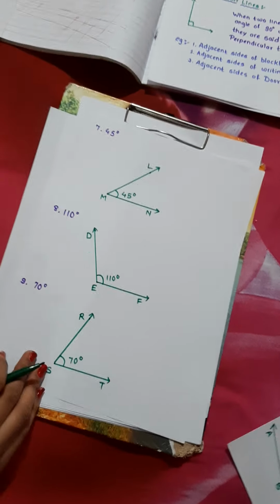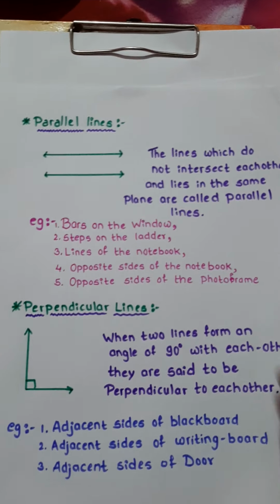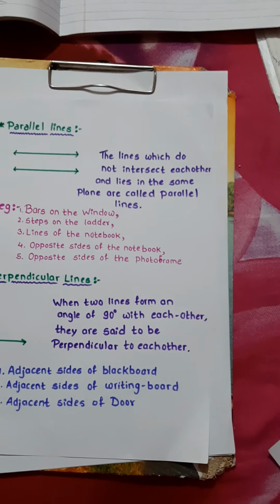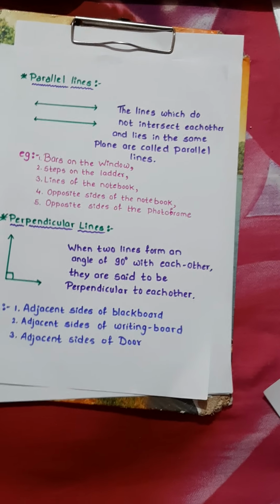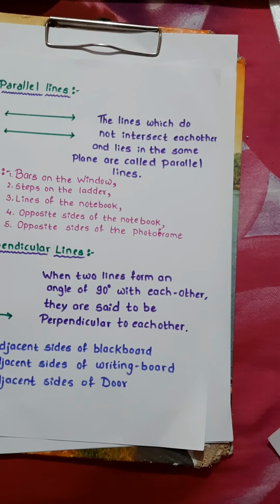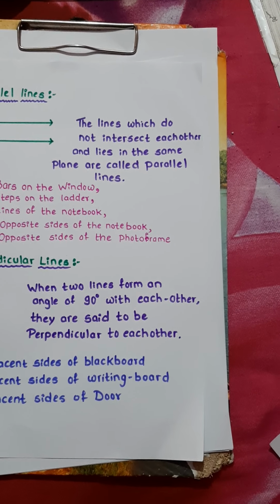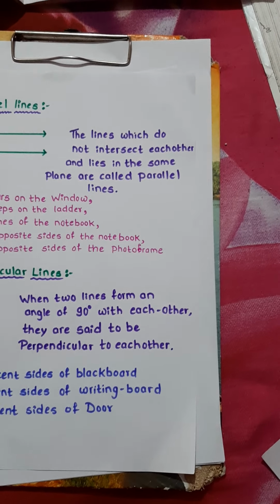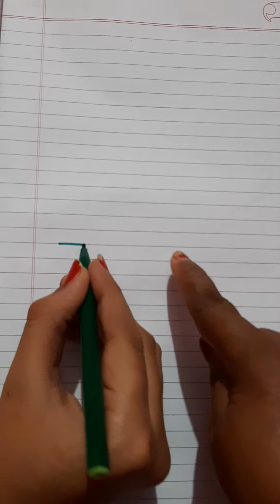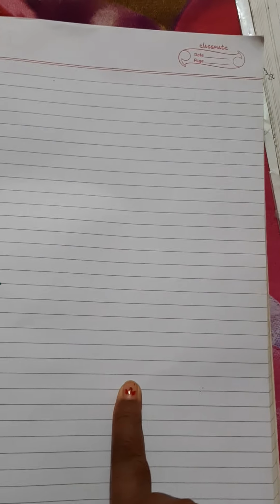Now we will see what is meant by parallel lines. See here, the figure of parallel lines is given. First I read the definition. The lines which do not intersect each other and lie in the same plane are called parallel lines. Look at the page of the notebook. See, here some lines are there. Observe these lines. These lines are lying on the same plane and they are not intersecting each other. So these all lines are parallel lines.